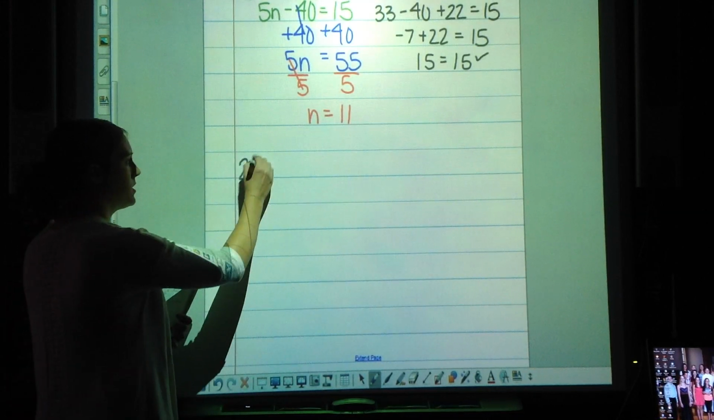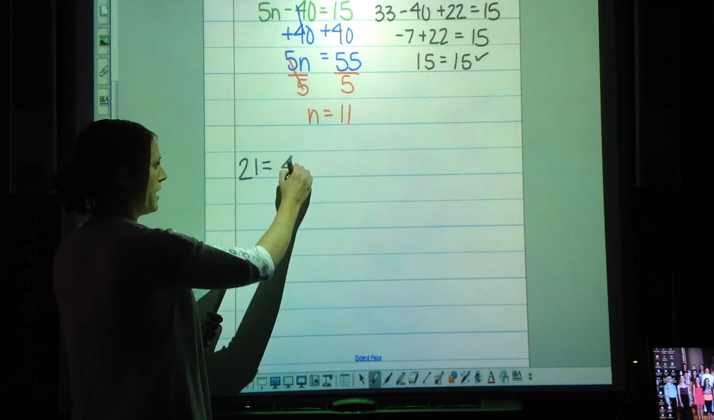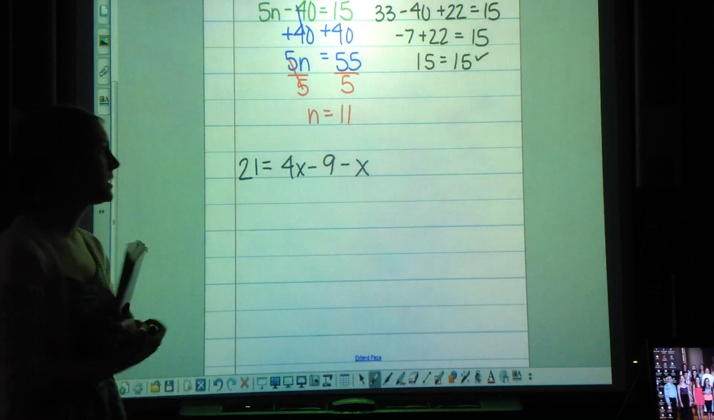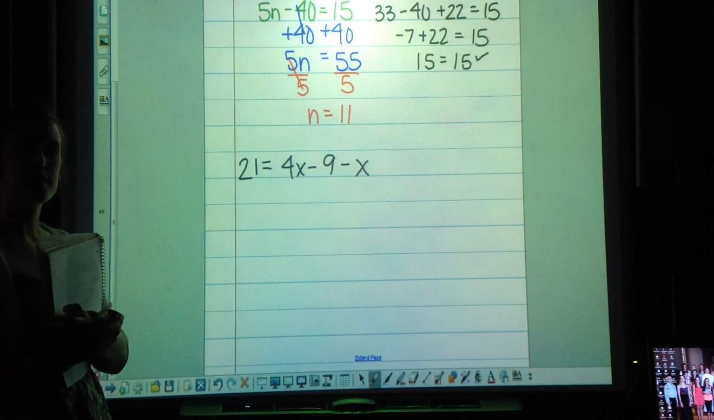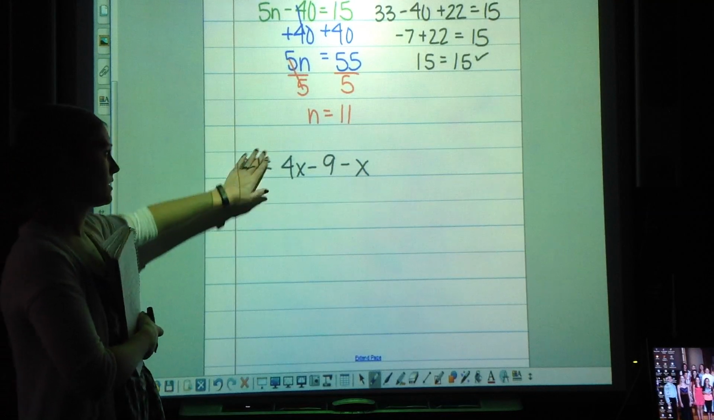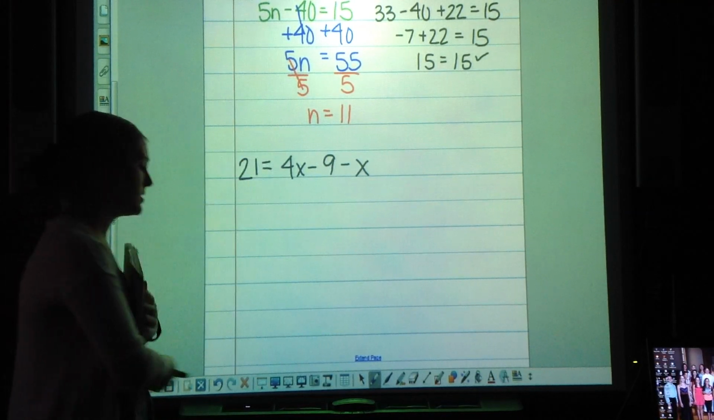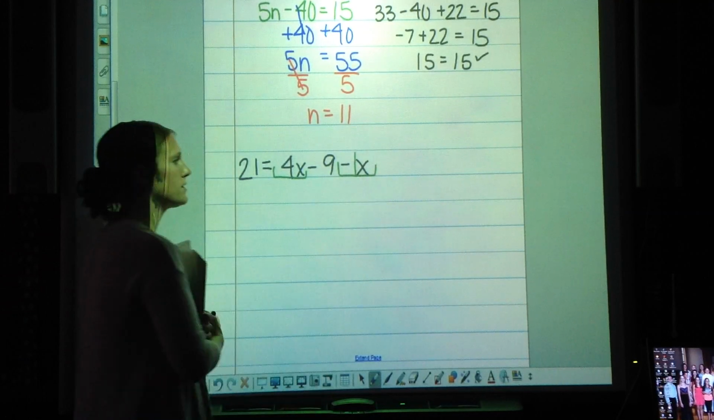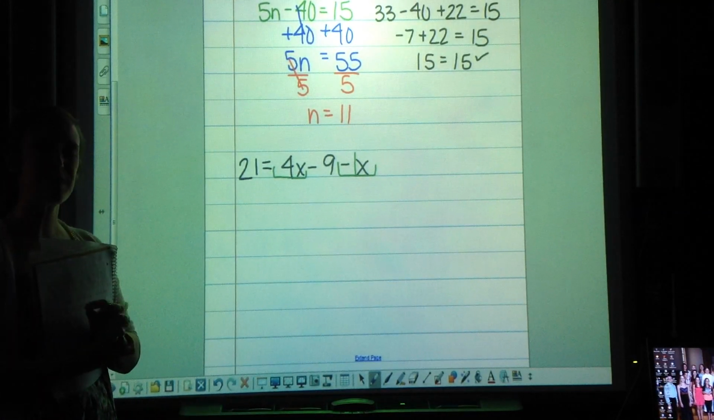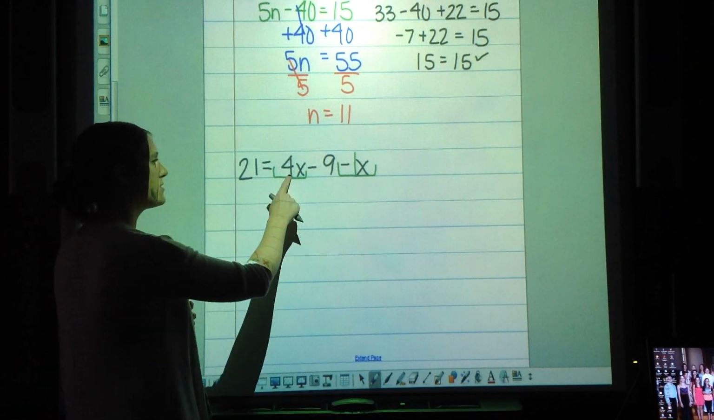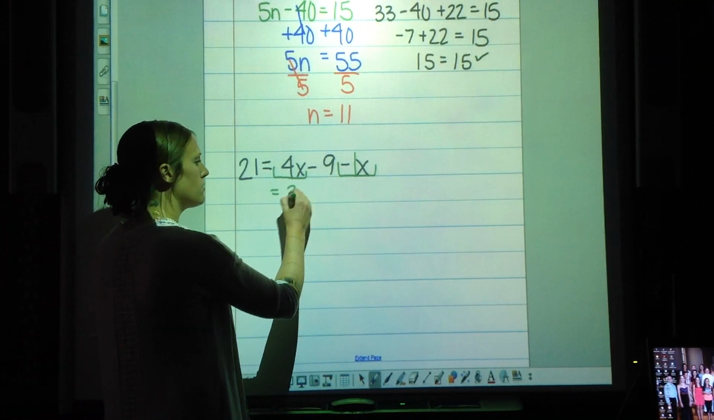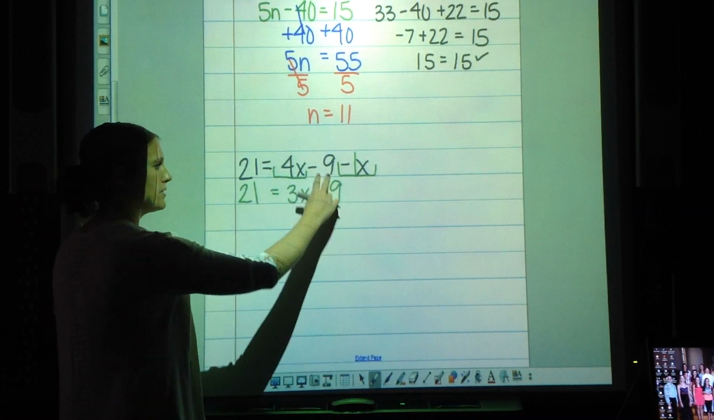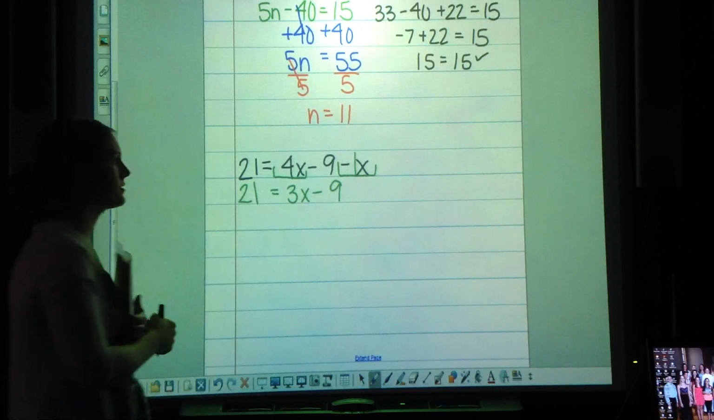Let's try 21 equals 4x minus 9 minus x. Again, I have like terms on the same side of the equal sign. So this is an expression. I'm going to identify those like terms. 4x and negative 1x are like terms because they're on the same side of the equal sign. I do what it says. 4 minus 1 is 3x. Copy down everything I didn't use. Always take those signs out in front. This is possible, this is possible.